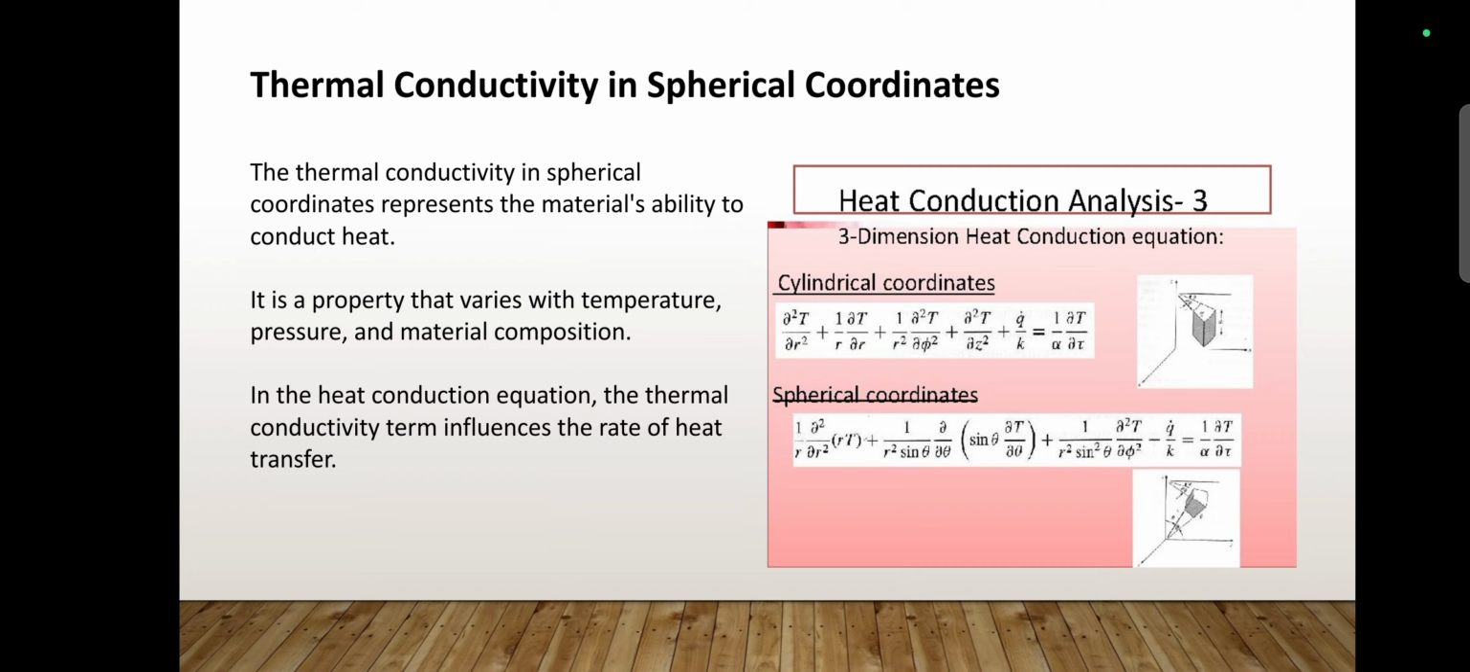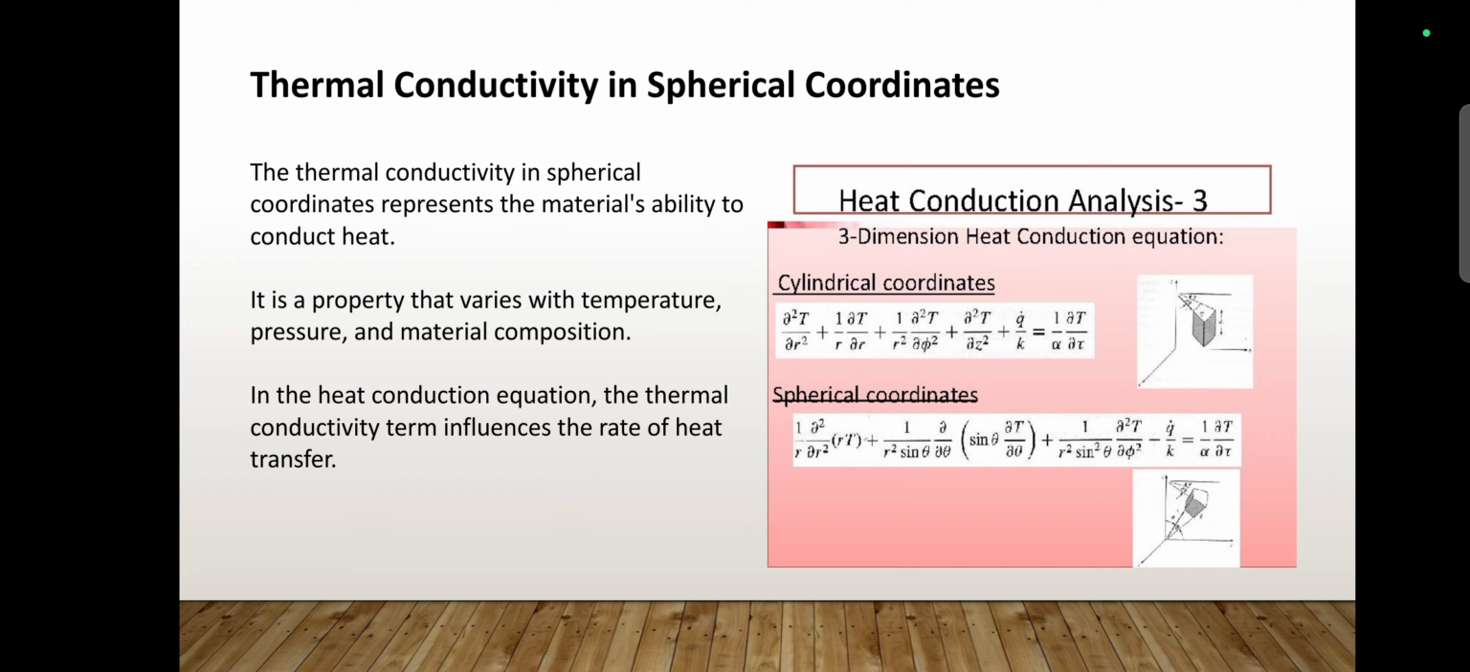1/r² ∂/∂r (r² ∂T/∂r) + 1/(r² sin θ) ∂/∂θ (sin θ ∂T/∂θ) + 1/(r² sin²θ) ∂²T/∂φ² + q/k = 1/α ∂T/∂t. Thermal conductivity in spherical coordinates represents the material's ability to conduct heat.